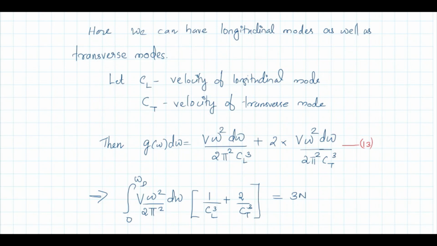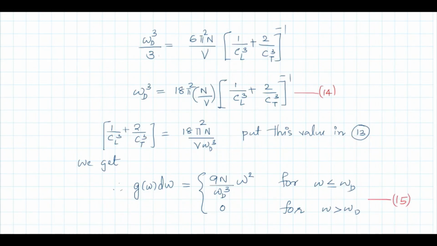So you can take all these quantities to the right hand side except this integral ω² dω. All others are constant. ω² dω, when you integrate, you will get ω_D³/3. So ω_D³/3 equals 6π² n/V into (1/C_L³ + 2/C_T³)⁻¹. Therefore ω_D³ equals, this 3 will go to the right hand side, 18π² n/V (1/C_L³ + 2/C_T³)⁻¹.